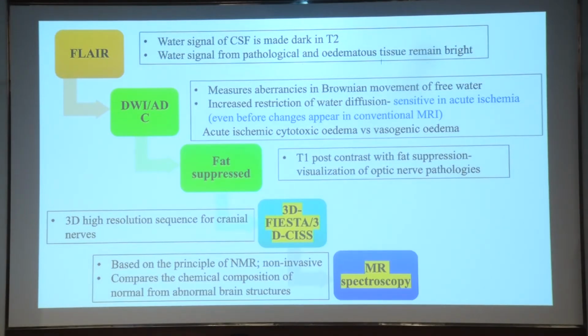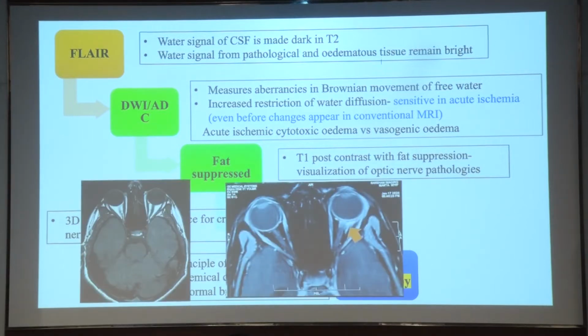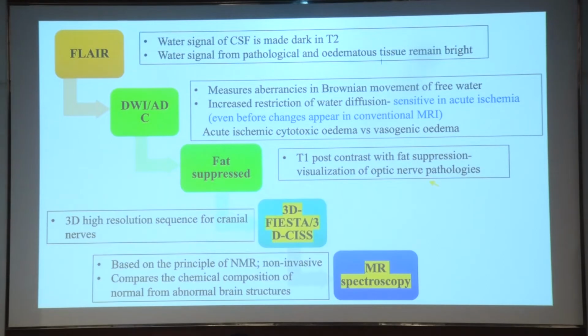Then comes fat suppression. Now, in T1 the fat is bright. But when you have to look at the optic nerve pathology, you should get a fat suppression done. So you see bright fat in the orbits, you cannot visualize the optic nerves. But once you have suppressed the fat, you can very nicely look for the optic nerve and associated pathologies. So that's the advantage of fat suppression.